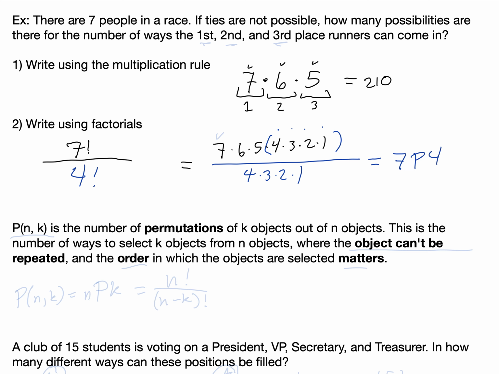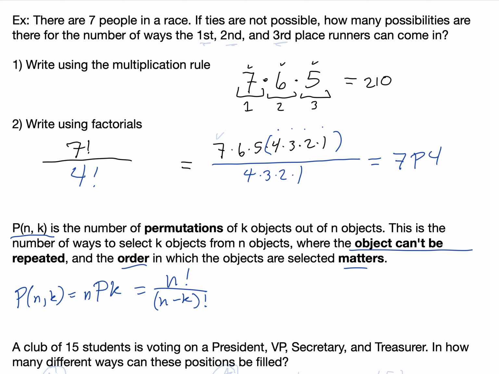And in general, n permute k is the number of permutations of k objects out of n objects. And this is the number of ways to select k objects from n objects, where the object can't be repeated and the order in which the objects are selected matters. So P n k is also written as n permute k, and that's n factorial divided by n minus k factorial.